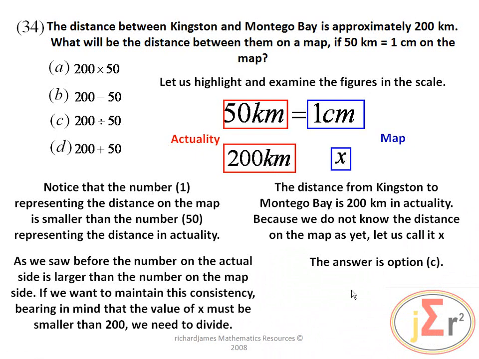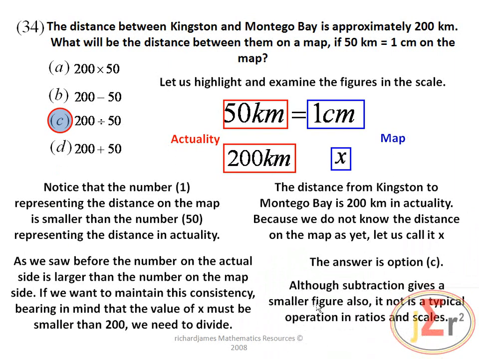The answer is option C. Divide by 50. Because see, big, small. Big to get to small, we have to divide also. Although subtraction gives a smaller figure, it is not a typical operation in ratios and scale. So when dealing with ratios and scale of a map and those figures, subtraction is not an appropriate operation. So we are going to stick with option C.